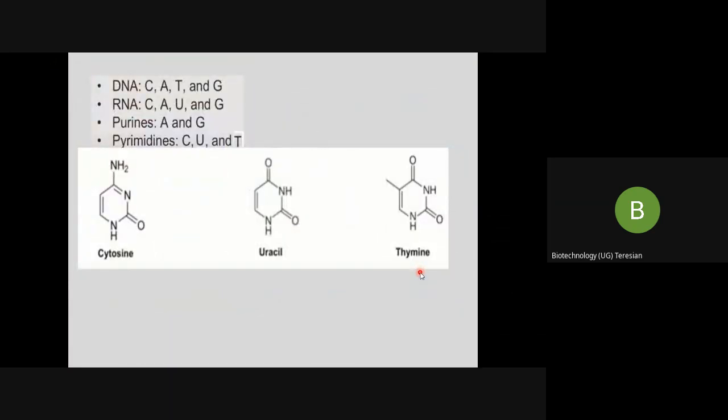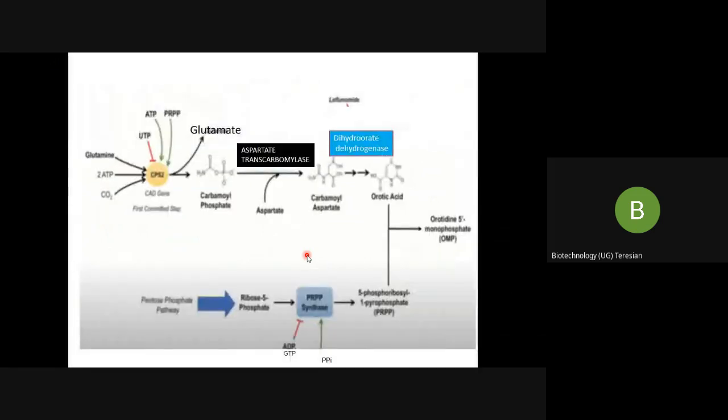So, these are the pyrimidine structures that you are observing on your screen. That is the cytosine, uracil, and thymine. So, uracil is the analog of thymine in RNA. The raw materials which we require in the synthesis of pyrimidine are glutamine, aspartate, and tetrahydrofolate, folic acid, or vitamin B9. And in this slide, you can see how the synthesis of a pyrimidine occurs.